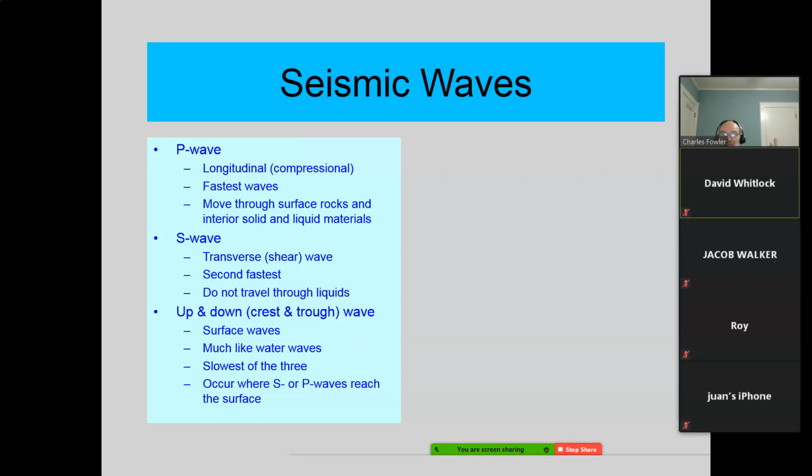Okay, the second type of waves, whereas the first wave was P waves, these are your S waves. S you could think of as secondary or second fastest waves, secondary waves. Or these are transverse waves, also known as shear waves. So whereas in a longitudinal wave the wave motion is in the same direction as the wave propagation, in an S wave or a shear wave, the motion is perpendicular to the wave front.